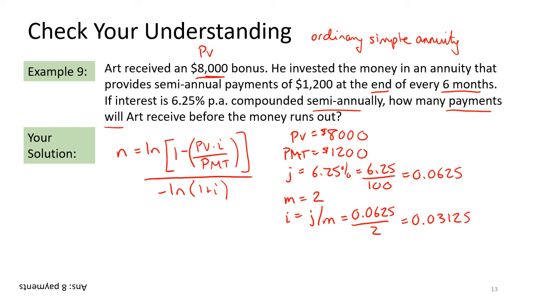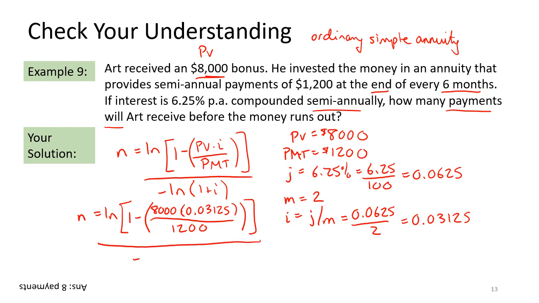So, substituting all of these values in, n is equal to the ln of 1 minus our present value, 8,000, times 0.03125, our periodic interest rate, divided by our payment, $1,200, and that's divided by the negative ln of 1 plus our periodic interest rate, 0.03125.